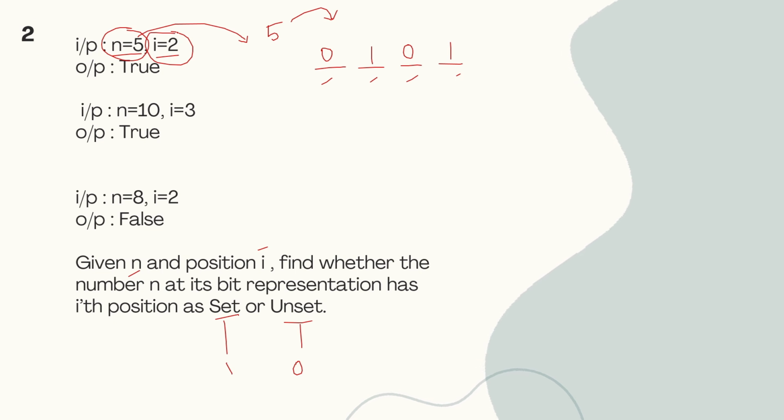And at second position, that means you need to check from 0, right? This is 0th position, this is first position, and this is second position. So you can clearly check at second position, the bit is 1. That means the bit is set. If the bit is set, then you are returning true. That's what you need to return as your output. Okay, so this is for this example.